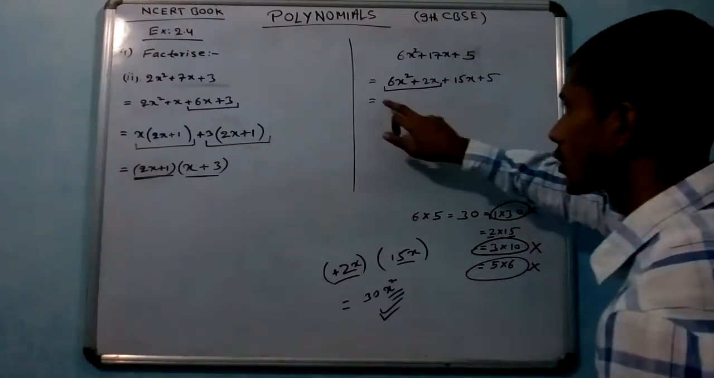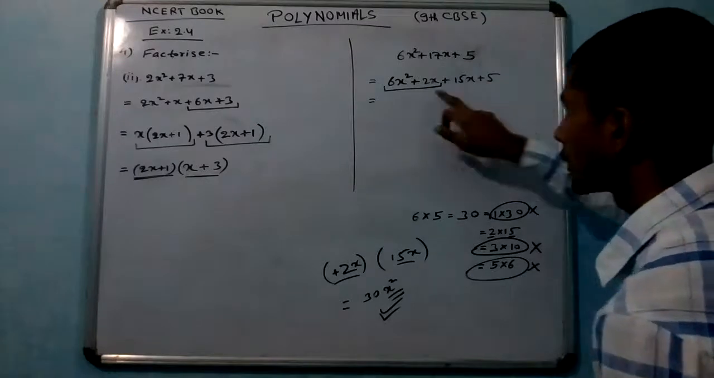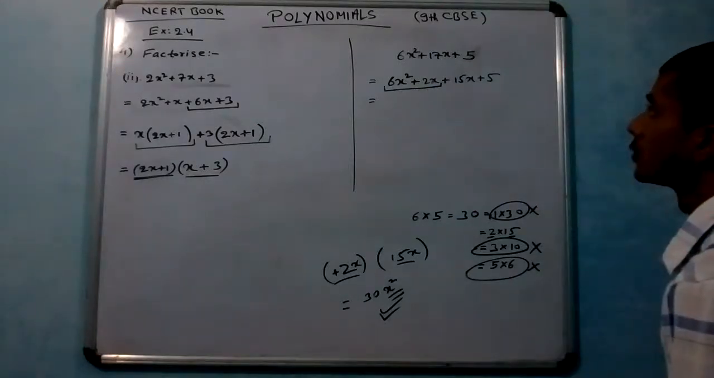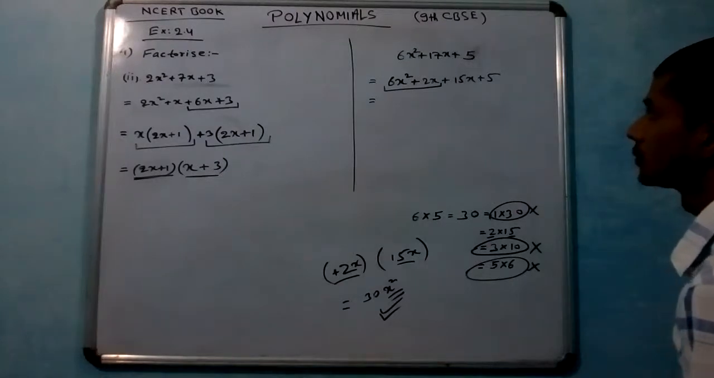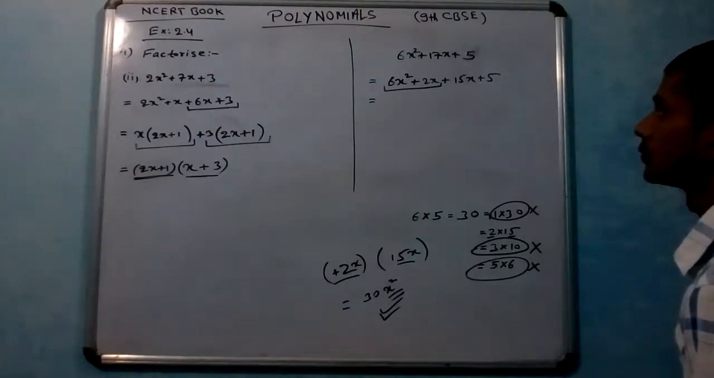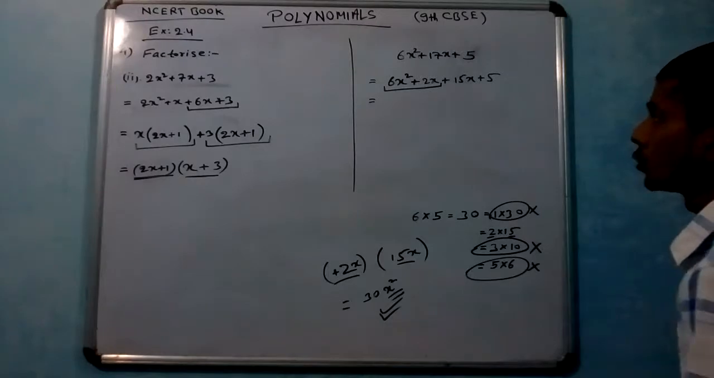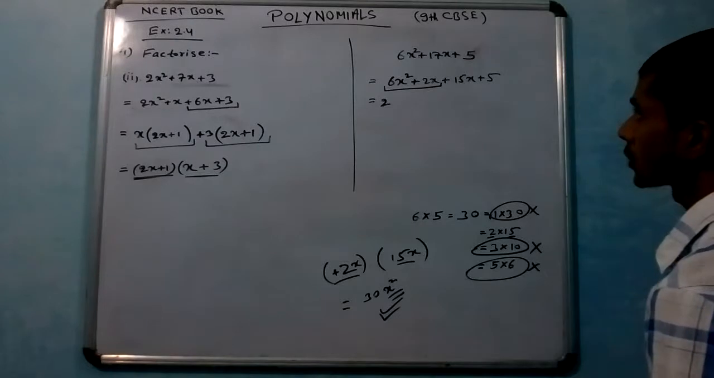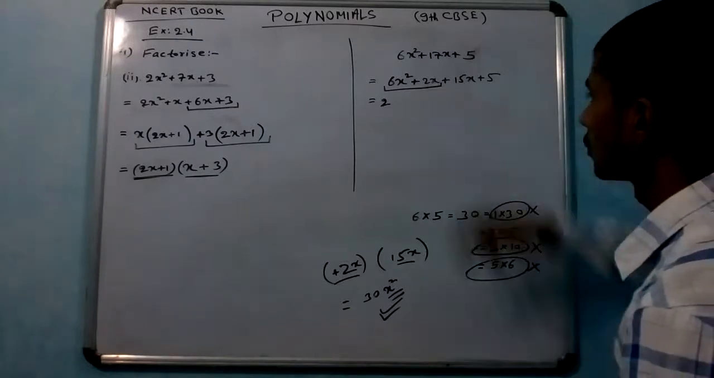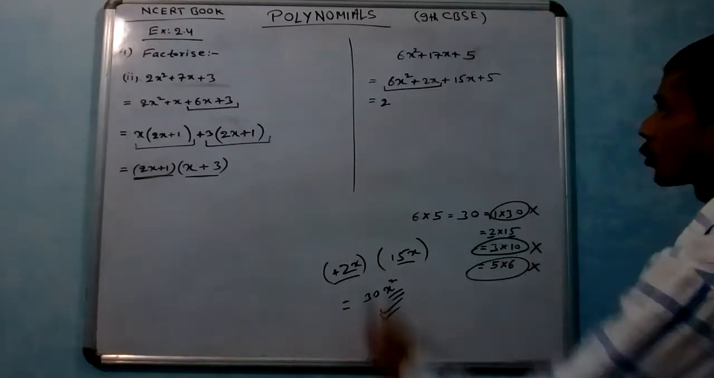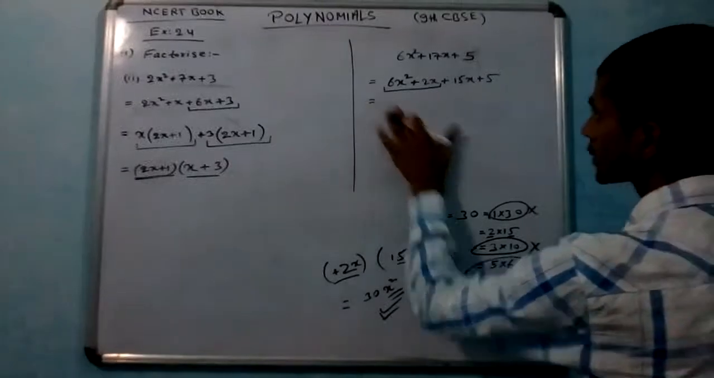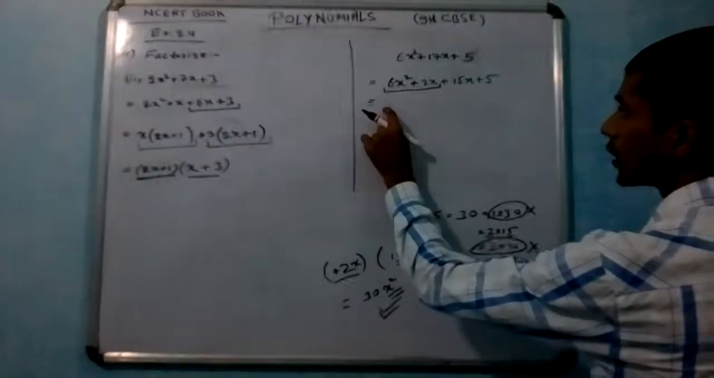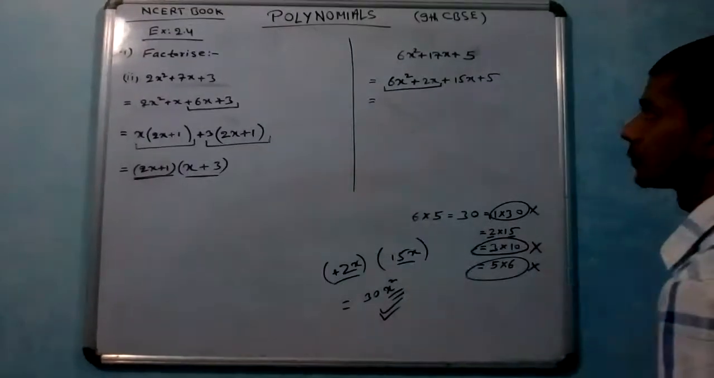What should I write here? What is common in both the terms? What is common? X plus 2. 2 will come out, okay. And apart from 2, what is common? Something more is common, no? So tell me, what should I write here?